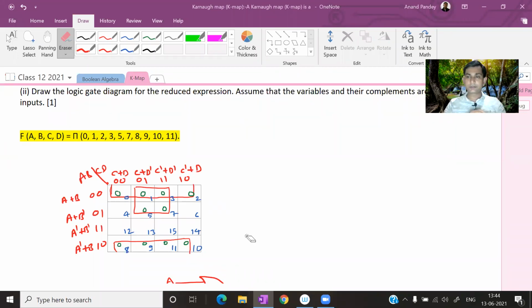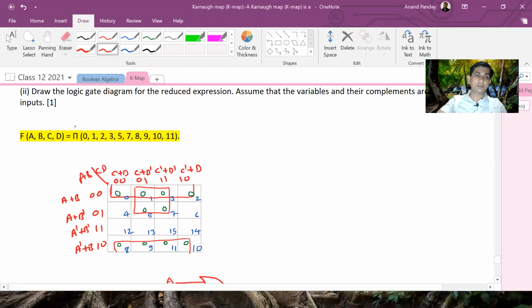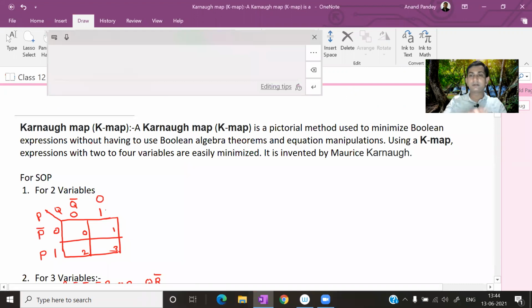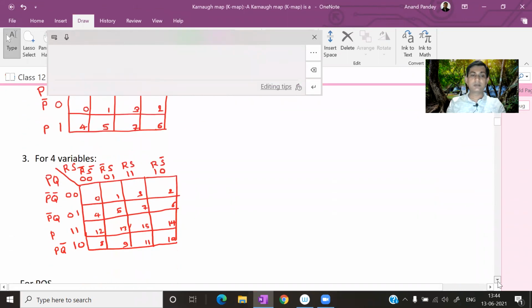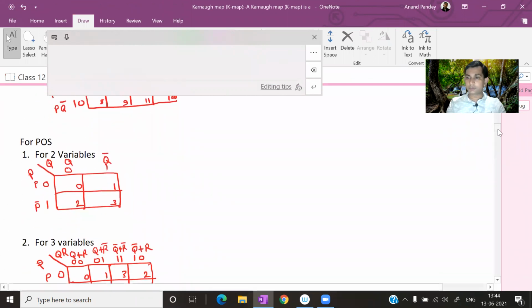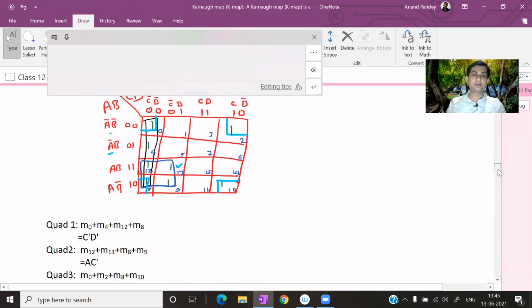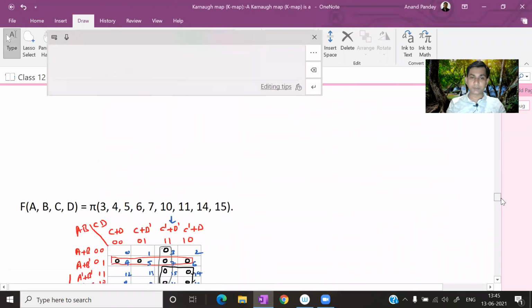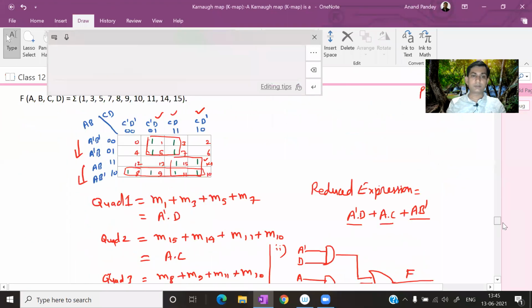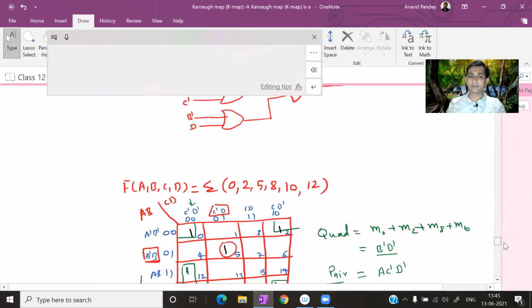Hello, class 12 students. In this video, I am going to discuss this question which I have written on the screen. You can see this is a question of POS. As the symbol pi we have, pi means this is the case of POS, the question of POS, and if you have sigma, then that is the case of SOP. I am going to solve this question which I gave you in the last class.